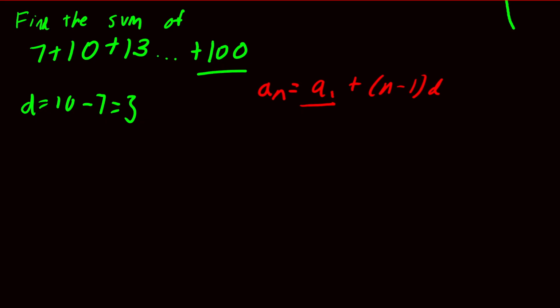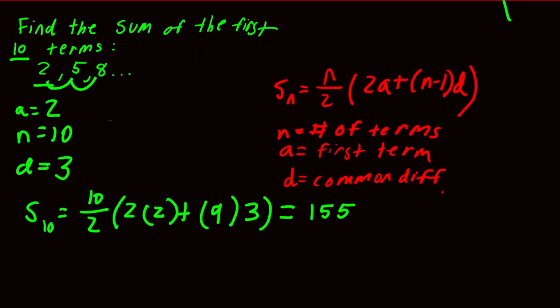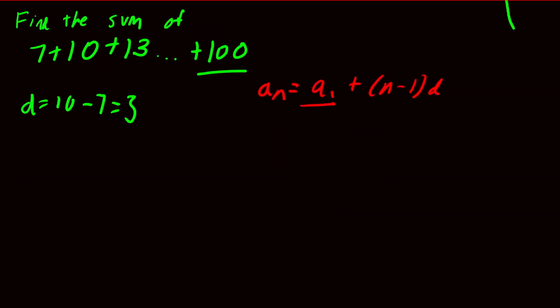All right? So, again, A1 is the first term, n is the number of terms, and d is the common difference. So, we can't use our first equation yet. Why? Because we don't know what n is. They didn't tell us, oh, there's 10 terms. No. They literally just gave us the full series. So what we're going to do is solve for n. Well, we know an is 100, the last term is 100, equals the first term, 7, plus n minus 1, and the common difference is 3.